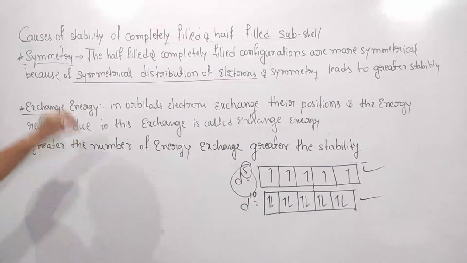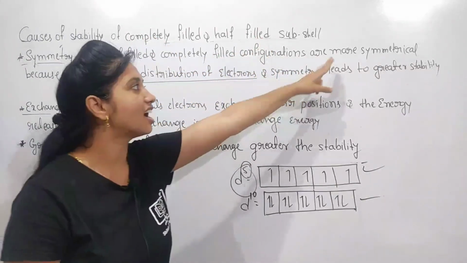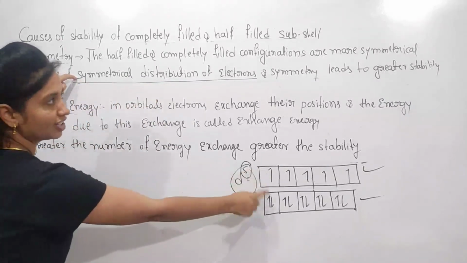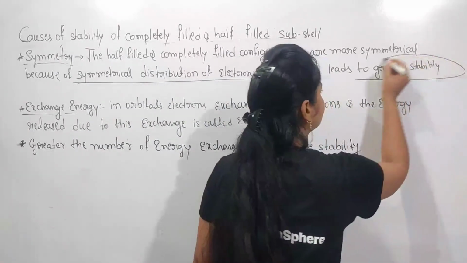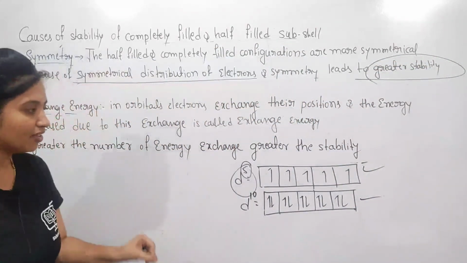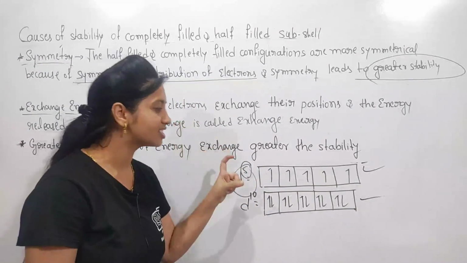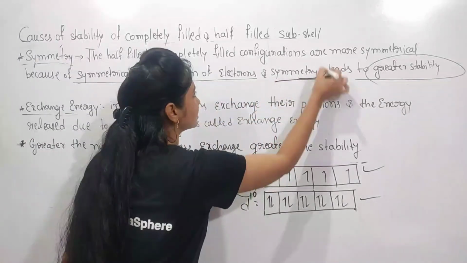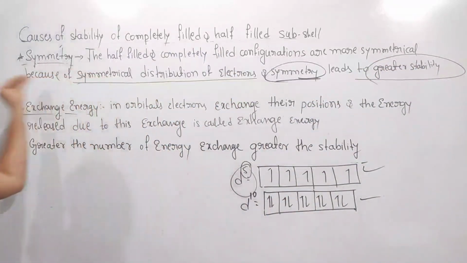So see here, the half filled and completely filled configurations are more symmetrical because of the symmetrical distribution of electrons, and this symmetry leads to greater stability. This symmetrical distribution of electrons leads to symmetry, and this symmetry leads to greater stability. So this is one reason why the stability is caused here.